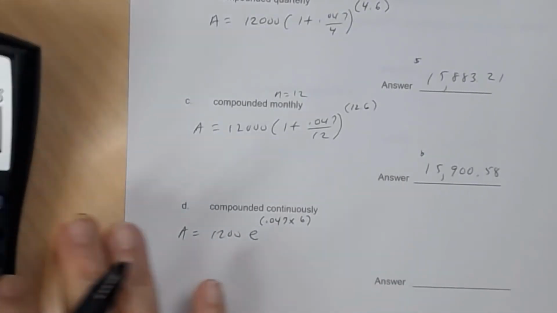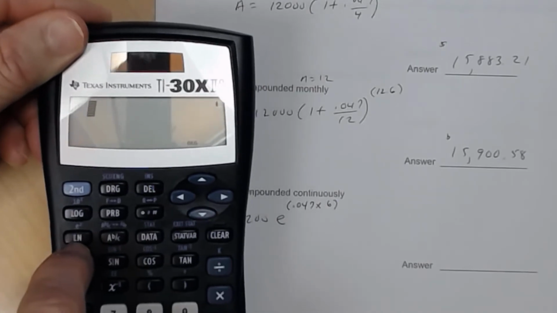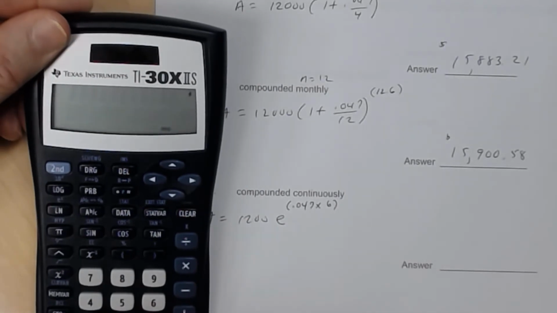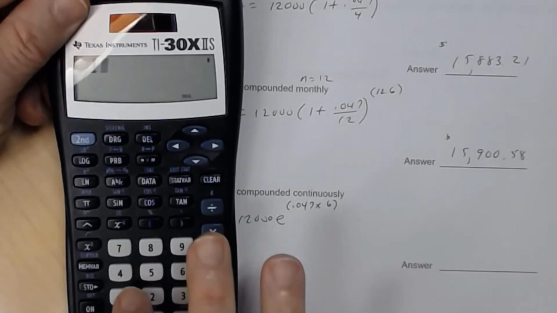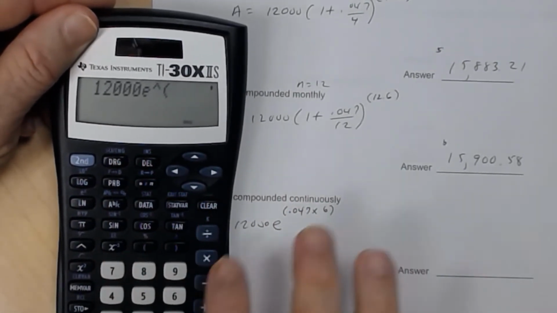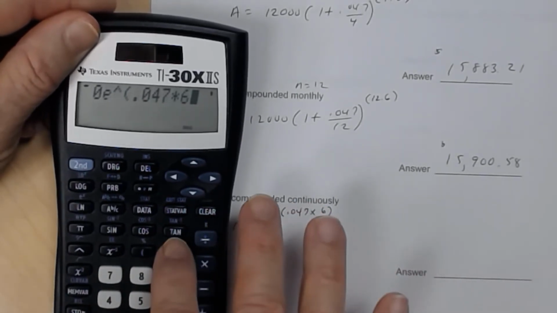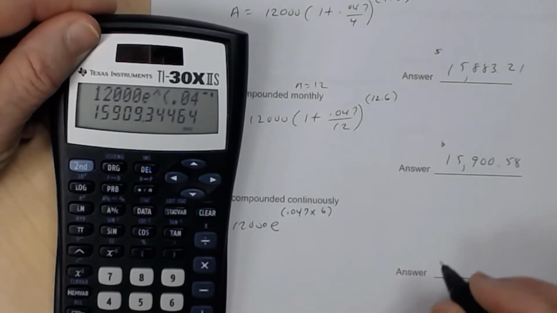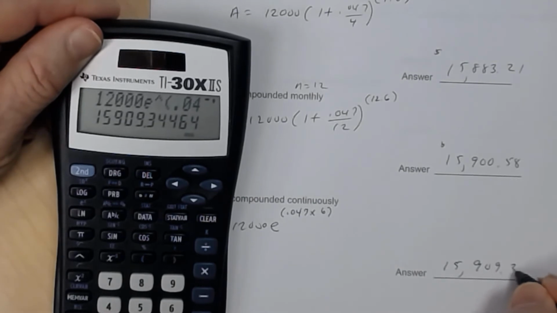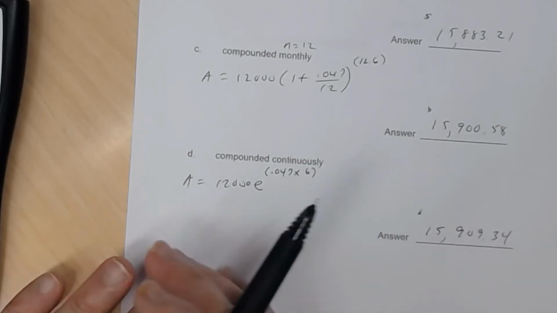All right, so using your calculator, you've got to remember where the e button is. It's right here, that blue one. You're going to press the LN button, natural log button. So 12,000, second e, see that shows up, and the parentheses already shows up, so you say 0.047 times 6, close the parentheses, press equal, and notice this is $15,909.34.